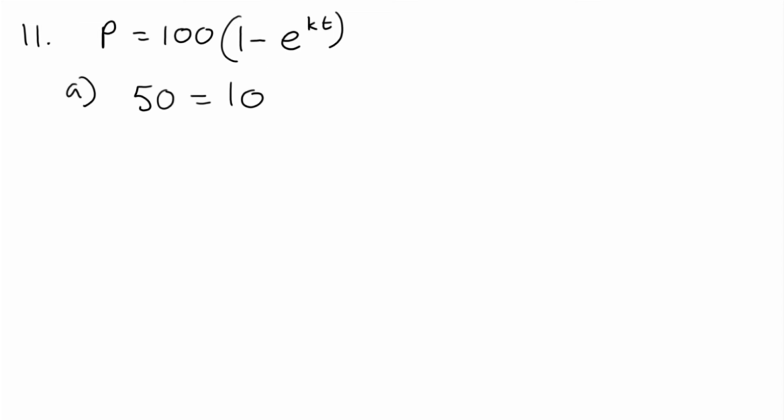Okay, question 11. It's talking about p% of customers who wait for less than t minutes, and they can be modeled by p equals 100 times (1 minus e to the kt). So p is the percentage of customers who wait for less than t minutes. So part A, if 50% of customers wait for less than 3 minutes, you would do 50 equals 100. And because it's saying less than 3, that just means your 3 will be your t value, because the question stated that t represented less than a certain number of minutes.